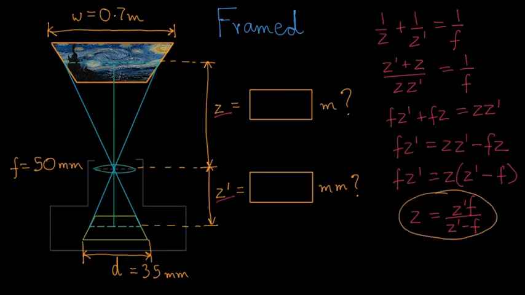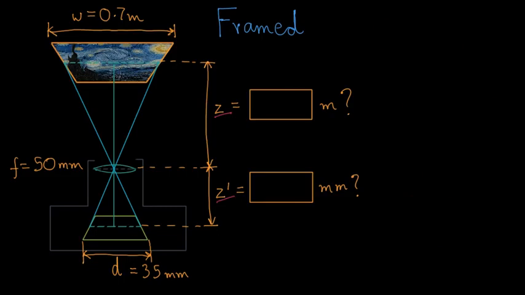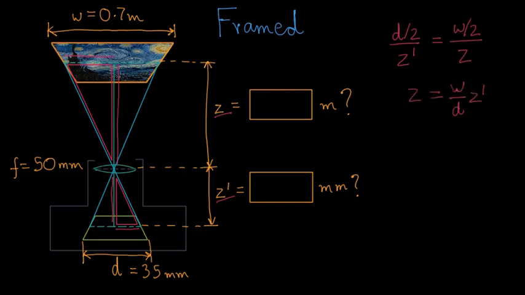Remember this last result. Now we need to think about a second equation. Look at the diagram again. See anything useful? How about these two similar triangles? They tell us that half of d over z prime is equal to half of w over z. Simplifying this, we can write z equals w over d times z prime. This is our second result.